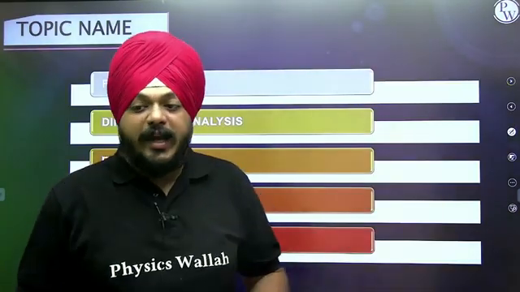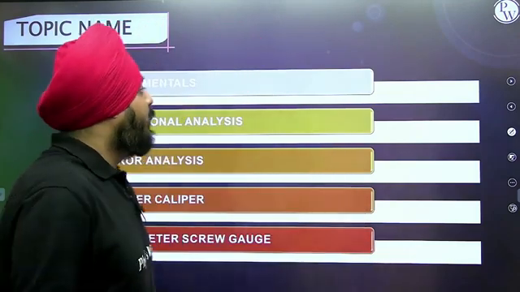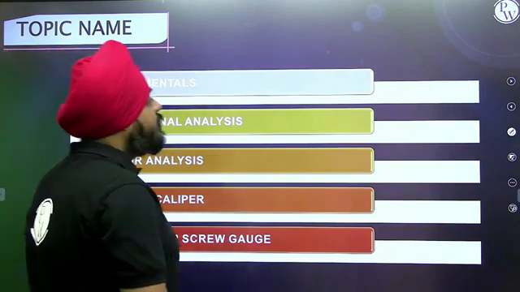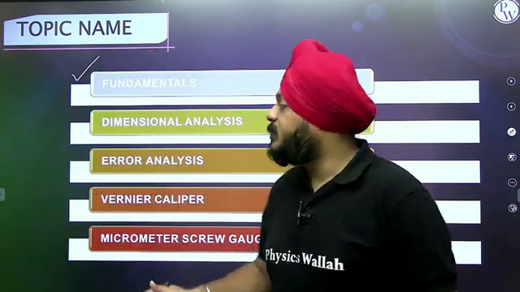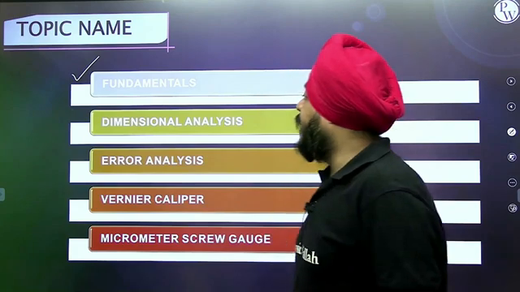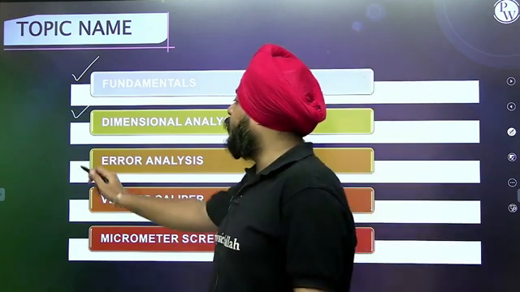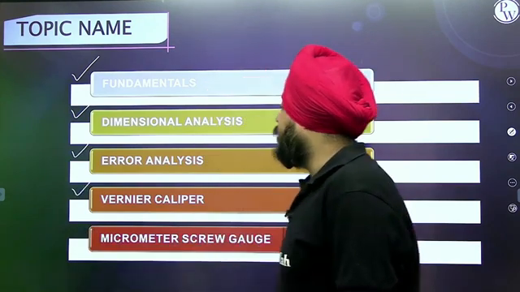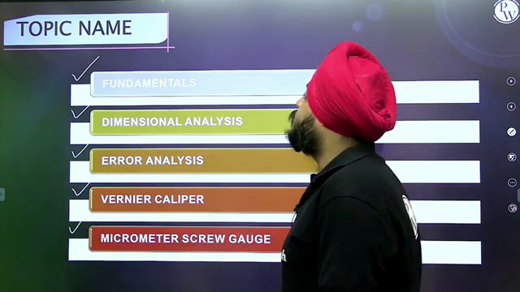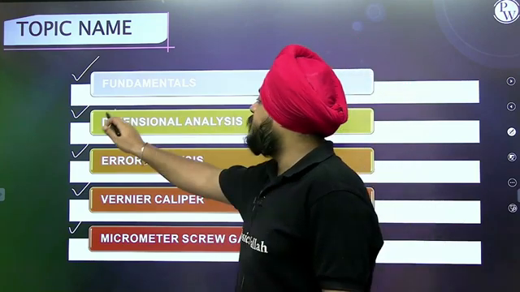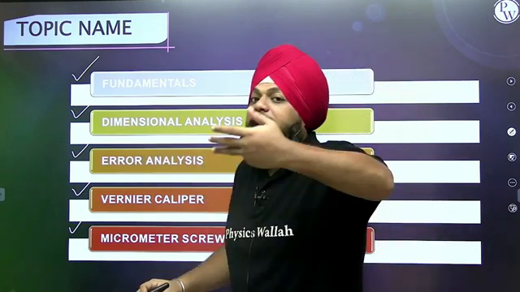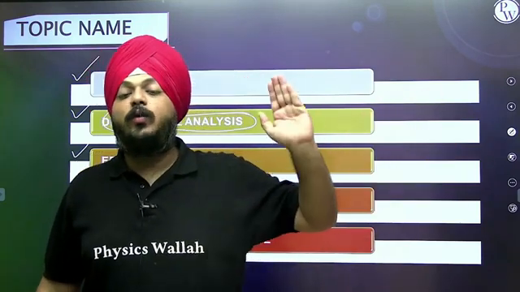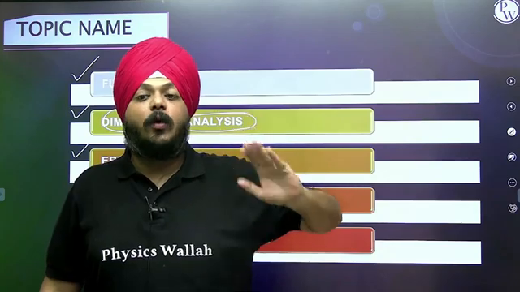See, the bifurcation is something like this. The chapter contains the fundamentals. We are going to see dimensional analysis, some part of errors, and the measuring instruments, and in measuring instruments we have Vernier Caliper and Micrometre screw gauge. In dimensional analysis we have three applications. Direct question solving approach we are going to see from each respective topic.